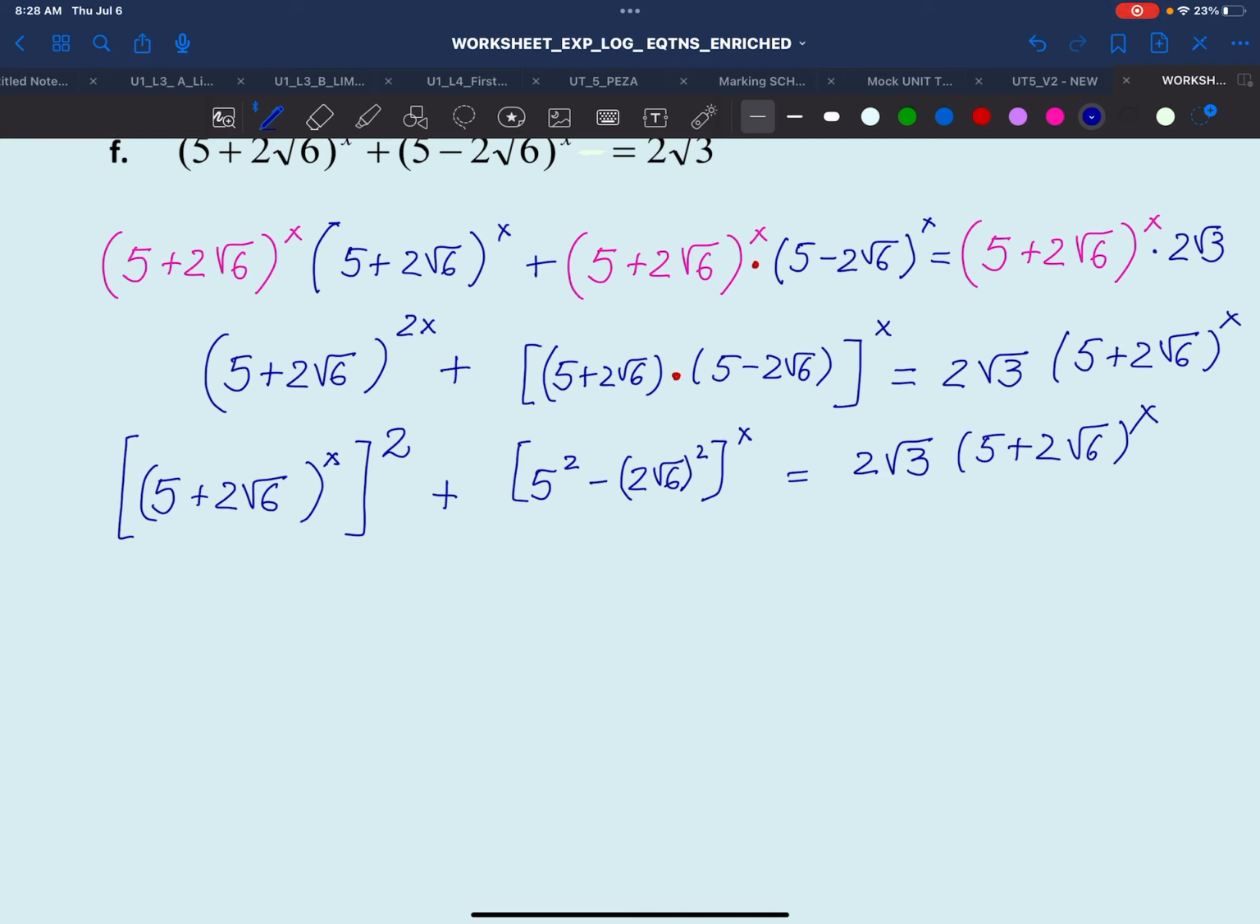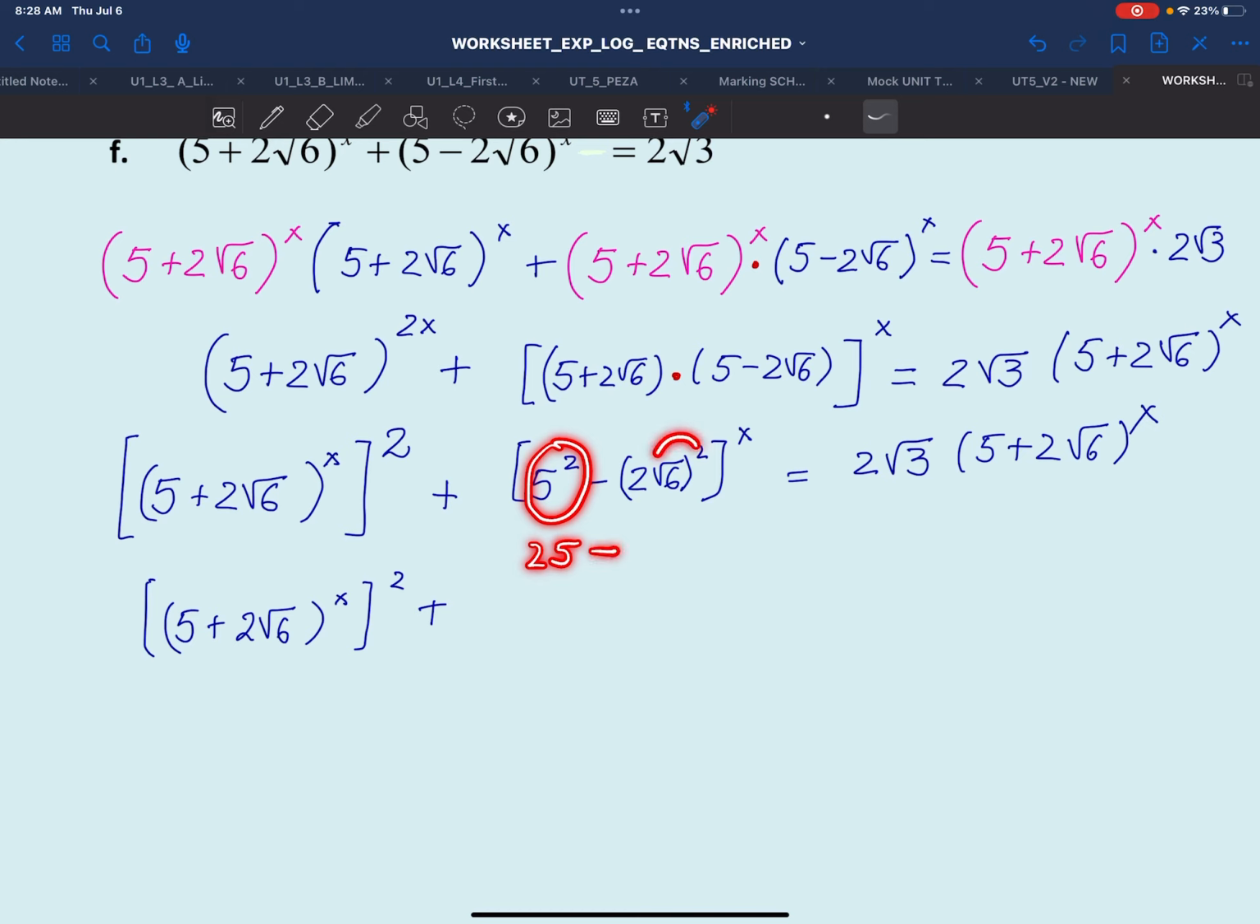All right. So again, 5 plus 2 root 6 to the power of x squared. And then plus, and now this is the exciting part, 5 squared, that's 25, minus the power of 2 applies to the number 2 and root 6. Now 2 squared is 4. Root 6 squared is 6. So 25 minus 4 times 6 is 25 minus 24, and 25 minus 24 is simply 1. So 1 to the power of x.